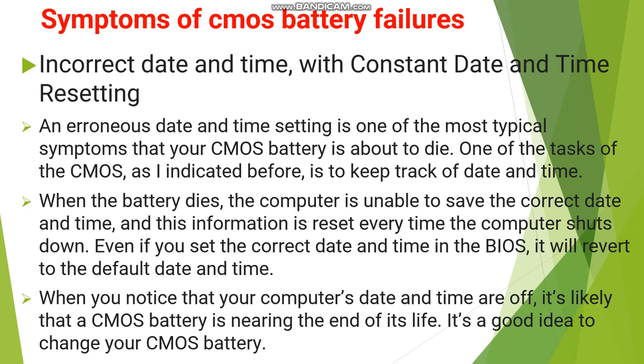So if the CMOS memory fails, it will no longer keep track of date and time. If the CMOS memory fails to keep track of the correct date and time, your computer will have an incorrect date and time, even if you set it in the BIOS, even if you set the date and time in Windows every time. Your computer will still have an incorrect date and time because of the failure of the CMOS memory due to failure of the CMOS battery.